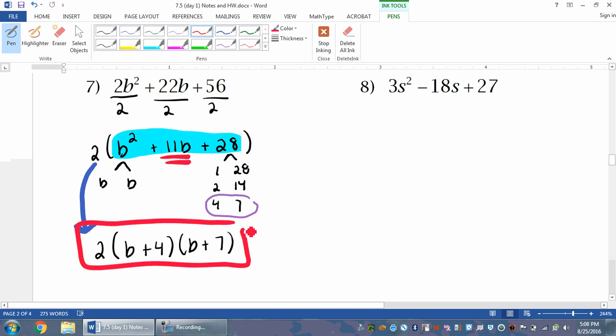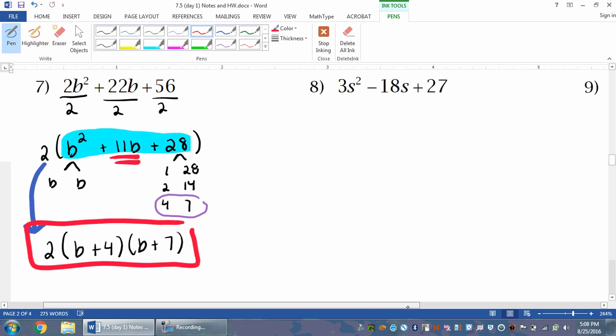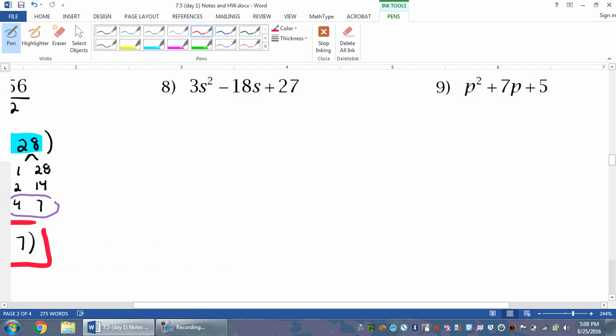All right, let's go to number 8. Hopefully you recognize that all 3 terms are divisible by 3. So again, I do have a GCF for this one, 3. I'm going to take that 3, bring it on in front, and I'm going to divide. I'm left with x squared minus 6x plus 9.